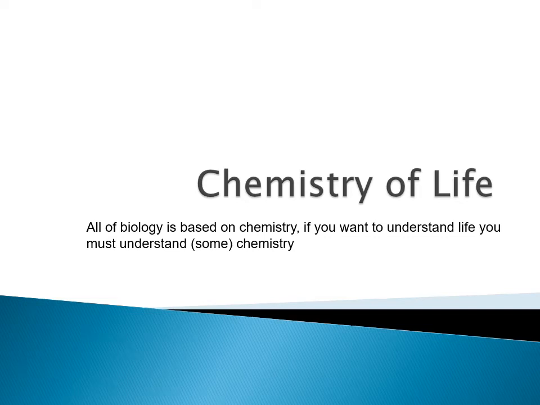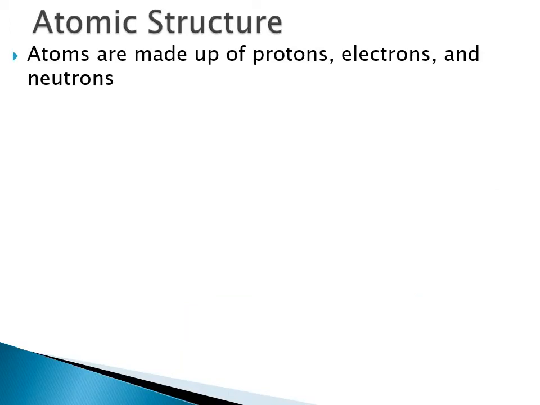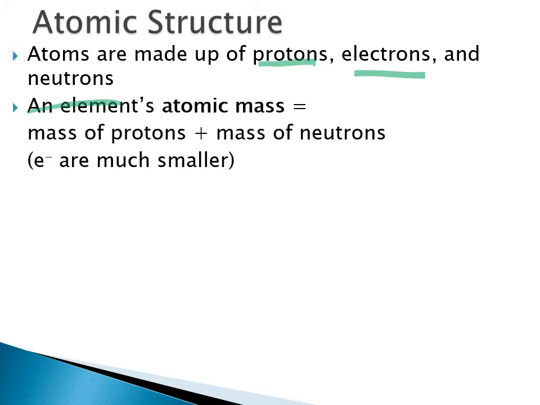Chemistry of life. This is going to be a quick review of some chemistry concepts so we can then get into some biological concepts. So first thing, start with the atom, atomic structure. Atoms are made up of protons, electrons, and neutrons. So these are the three subatomic particles that make up an atom.